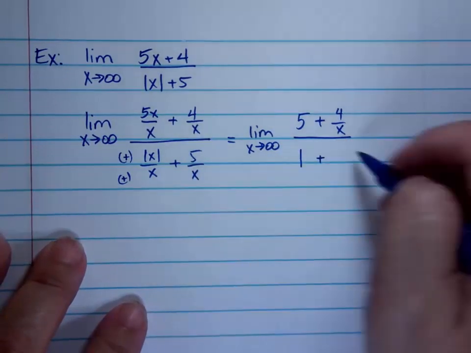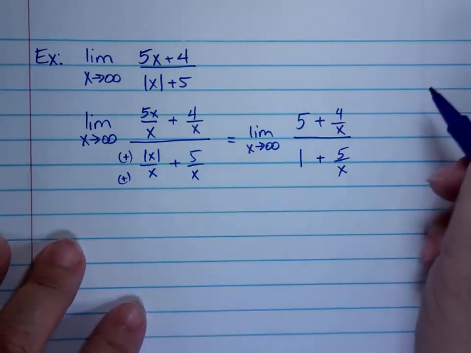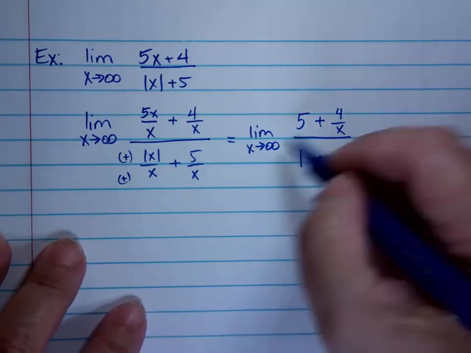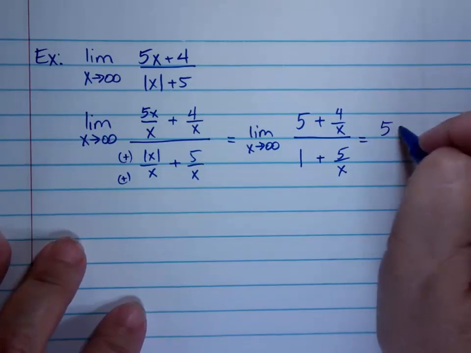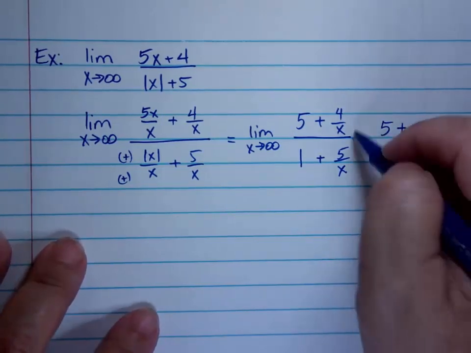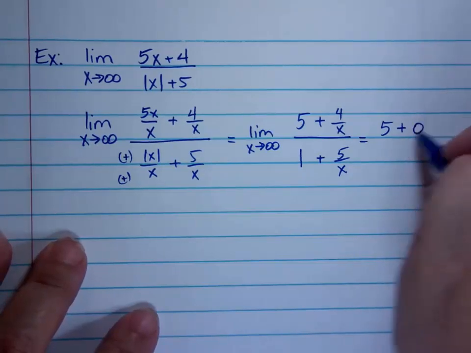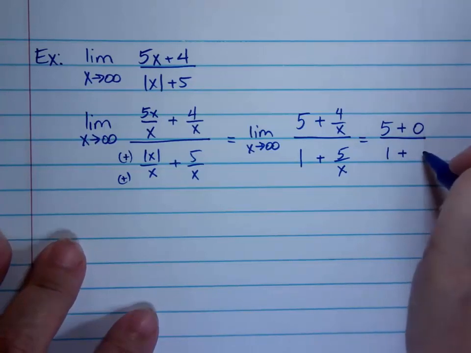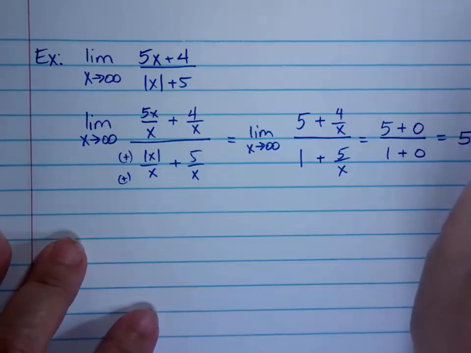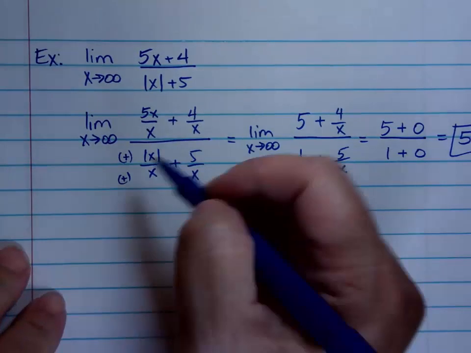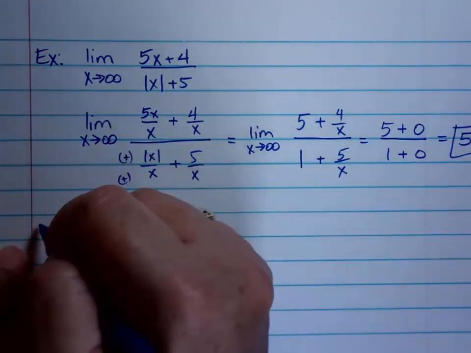Plus, here, because we still have an x on the bottom, you don't really have to worry about that testing aspect of things. Now we can just take the limit. It will be 5 plus, what happens to 4 over x as you approach infinity? It approaches 0. Over 1 plus 0 also, so my answer is 5. Pretty much just like what you saw before. Agreed?